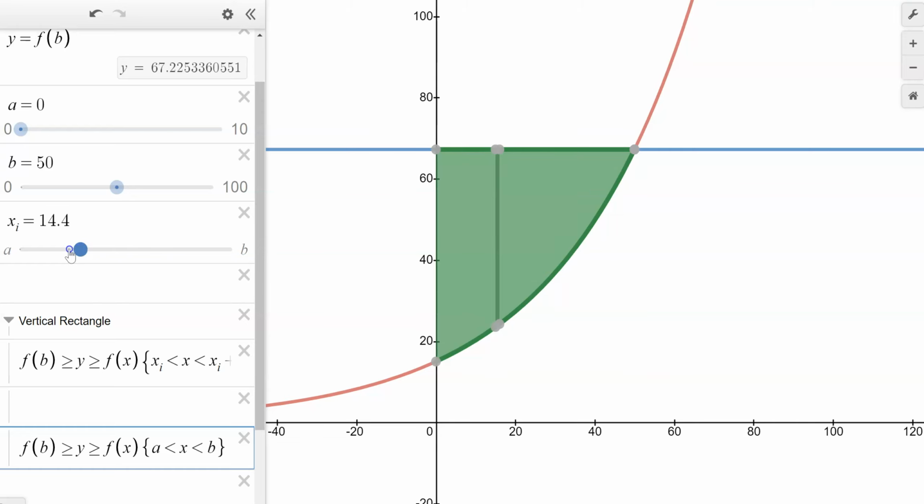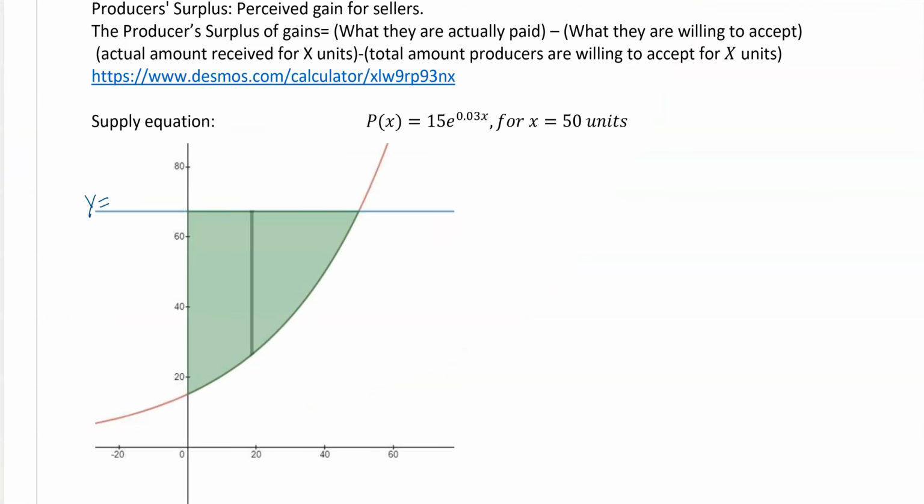We're going to do the same thing we did before, which is add them all up. But if you notice, now with producer surplus, our top equation is the blue line. So the blue line is the one we need to find. We already know the bottom of our rectangle has a thickness of dx, and we need top minus bottom here. Our top will be the y equals that we get from plugging in 50. So why don't we find that first? What is P of 50? And we'll use our calculator just like before.